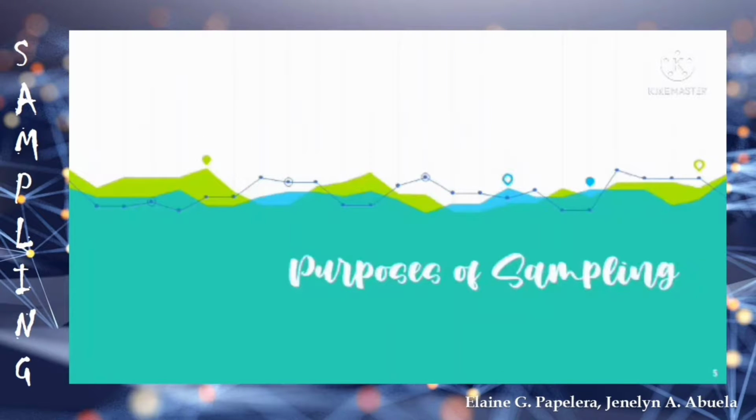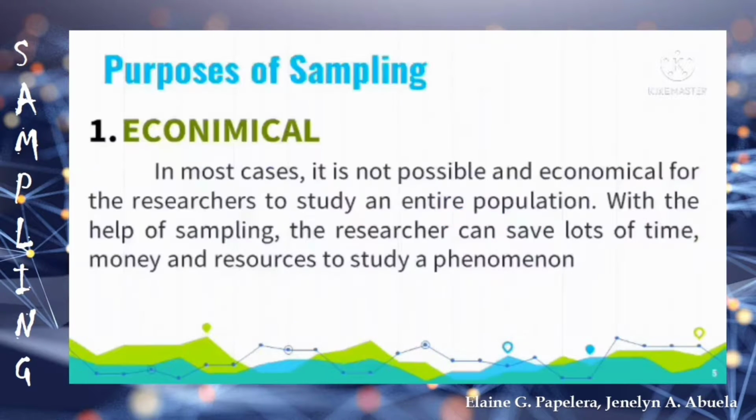Now, let's go to the purposes of sampling. First purpose is the economical. In most cases, it is not possible and economical for the researchers to study an entire population. With the help of sampling, the researcher can save lots of time, money, and resources to study a phenomenon.